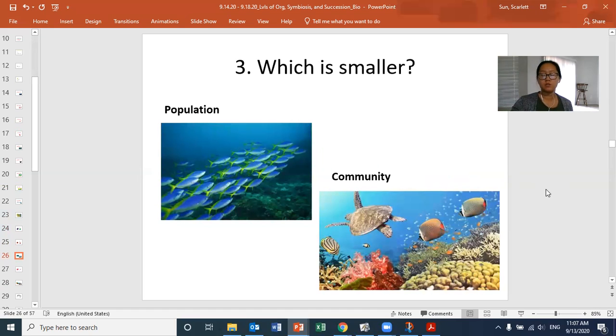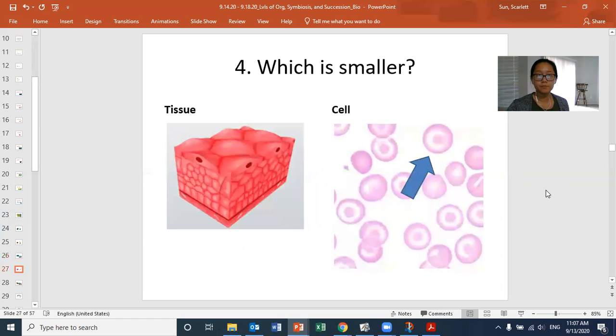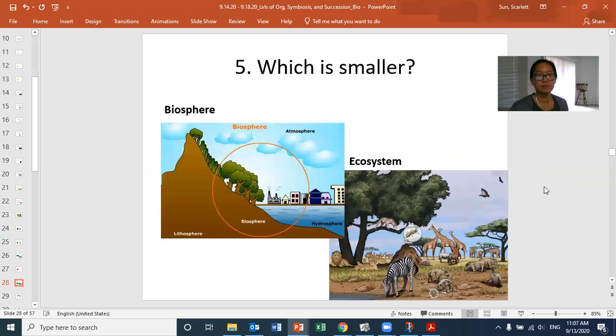Which is smaller, population or community? A population, because you have to take multiple populations together to make up one big community. Which is smaller, tissue or cell? A cell is much smaller because it takes multiple cells to make up a tissue. Which is smaller, biosphere or ecosystem? An ecosystem is smaller because a biosphere is all areas on Earth where life exists, and an ecosystem is just interactions in one small area of the biosphere.